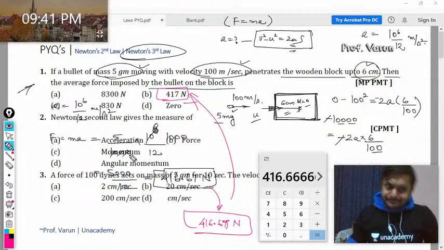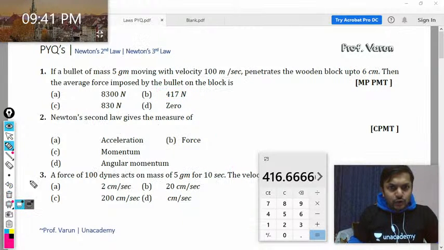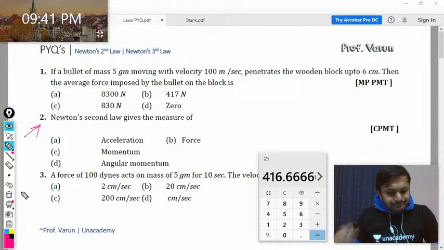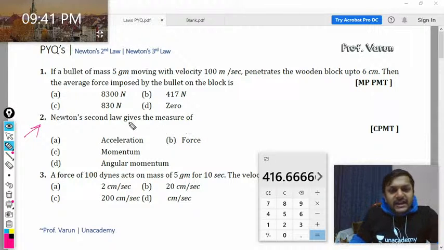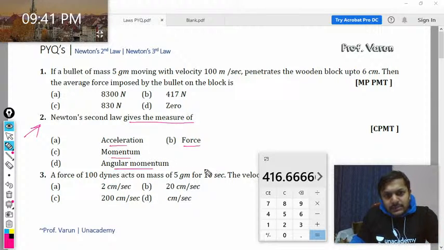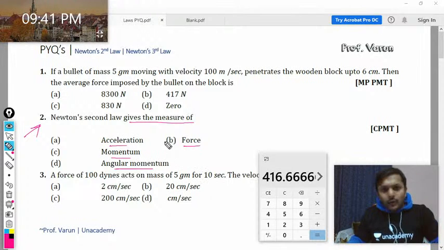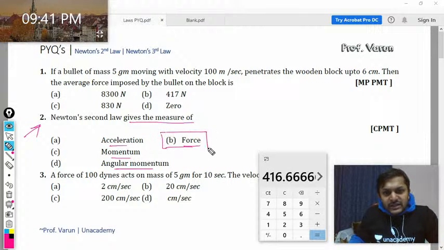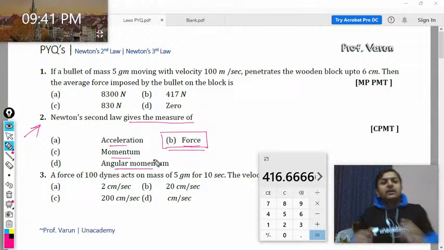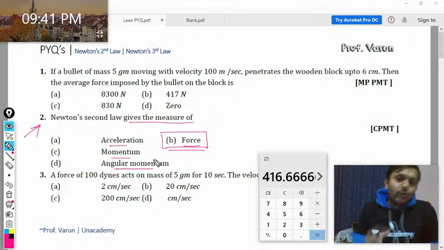And next, let us move to question number 2. Now the question is, Newton's second law gives the measure of acceleration, force, momentum, or angular momentum. Well, without wasting time, I will go with it. The answer is force.